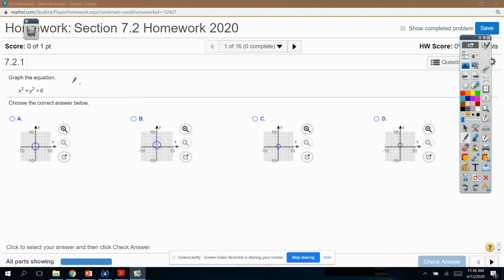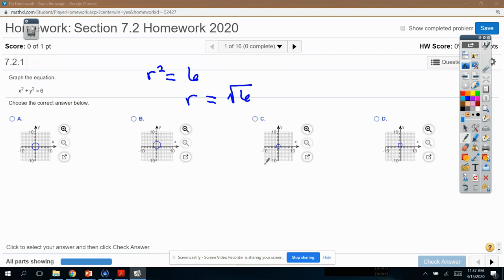We're looking for the correct circle. And since it's x squared plus y squared equals a number, it's going to be a circle. And then you're going to remember the radius squared is going to be 6. So that means the radius is going to be the square root of 6. Now, the center is 0, 0 because there's no parentheses. So actually, I feel like this is the only one that has a center at 0, 0. If I look here, this one might have a center of 0, 0 as well.